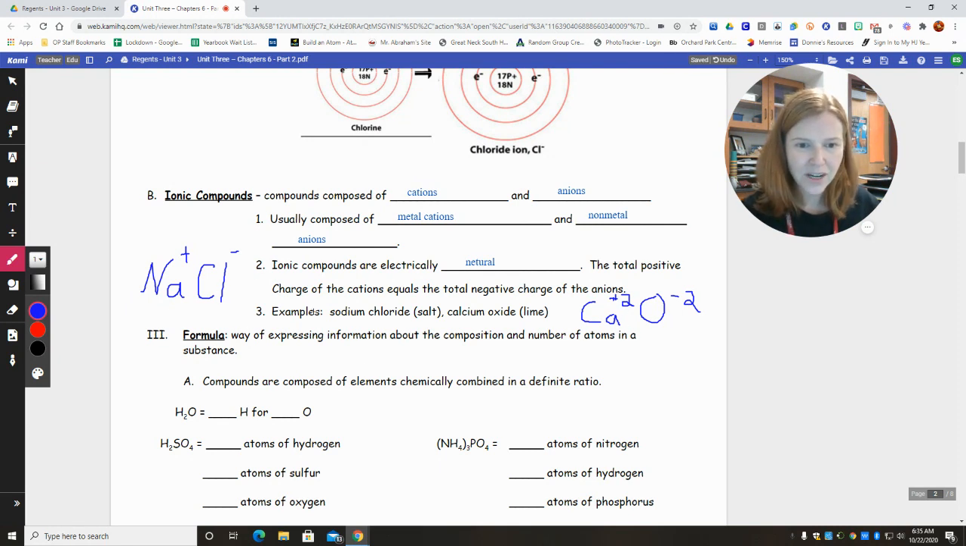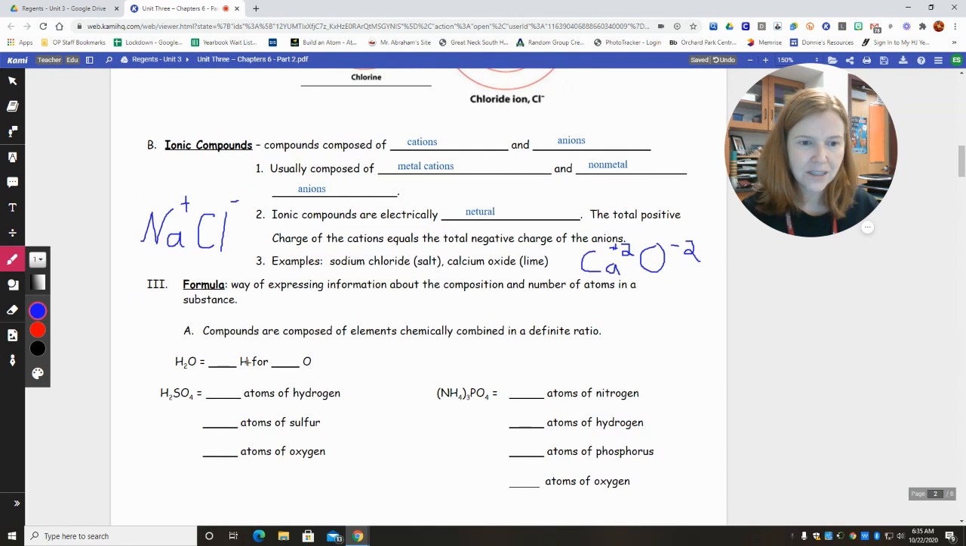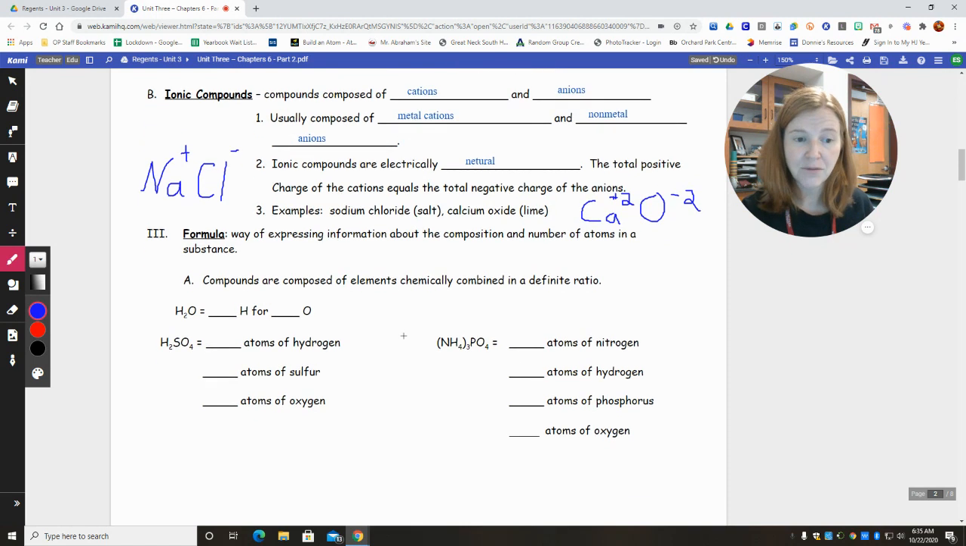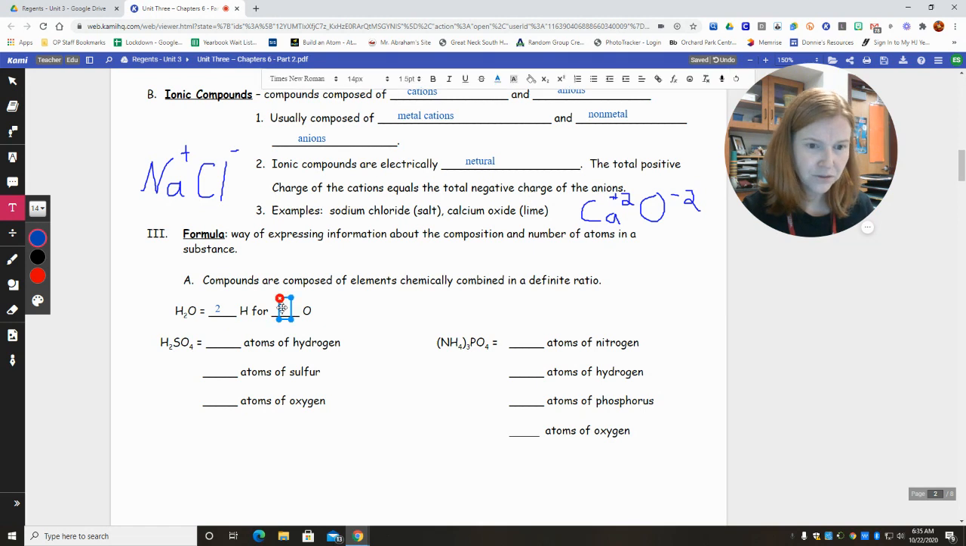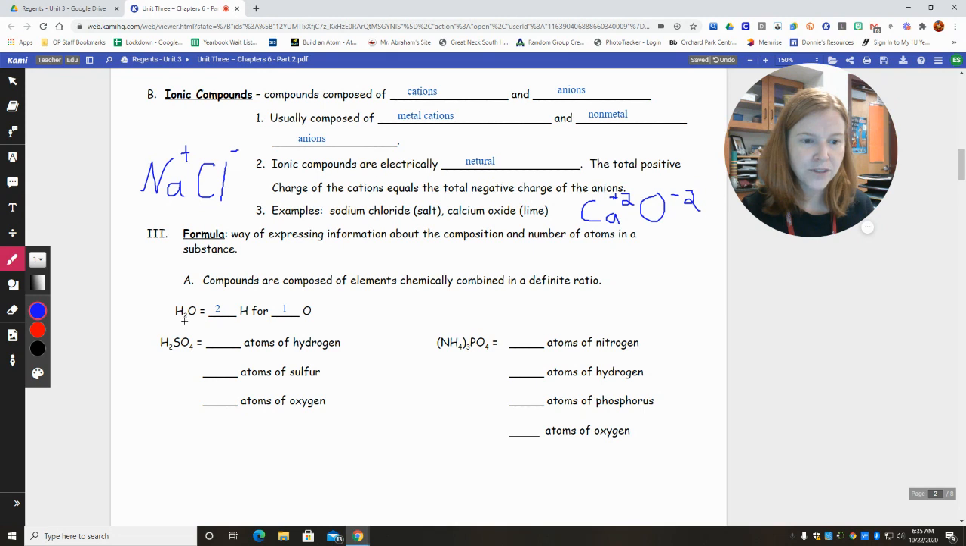Now, what I just wrote down, NaCl, CaO, are what are known as formulas. It's a way of expressing information about composition and the number of atoms in a substance. Compounds are composed of elements chemically combined in a definite ratio. So being able to read a formula, which I think most people are reasonably familiar with. We have H2O. What does that actually mean? It means there are 2 hydrogen for every 1 oxygen. The subscripted number is referencing the element symbol that is in front of it. If there is no number subscripted, it is implied to be a 1.